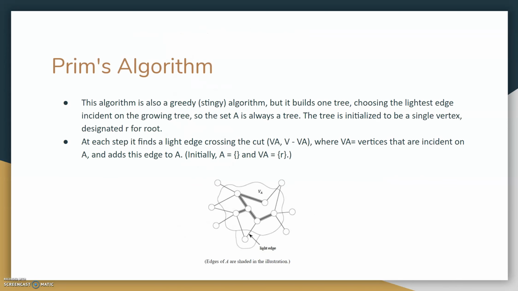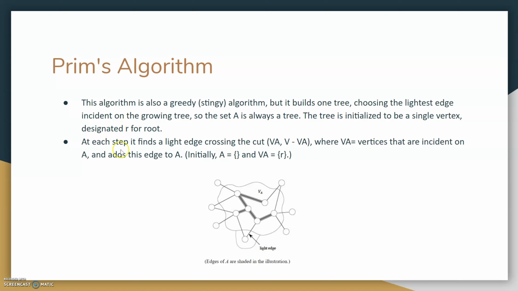And let's talk about Prim's algorithm now. This algorithm is also a greedy algorithm like Kruskal's, but it builds one tree, choosing the lightest edges on the growing tree, like in the picture. So the set A is always a tree. A tree is initialized to be a single vertex, designated R for root.